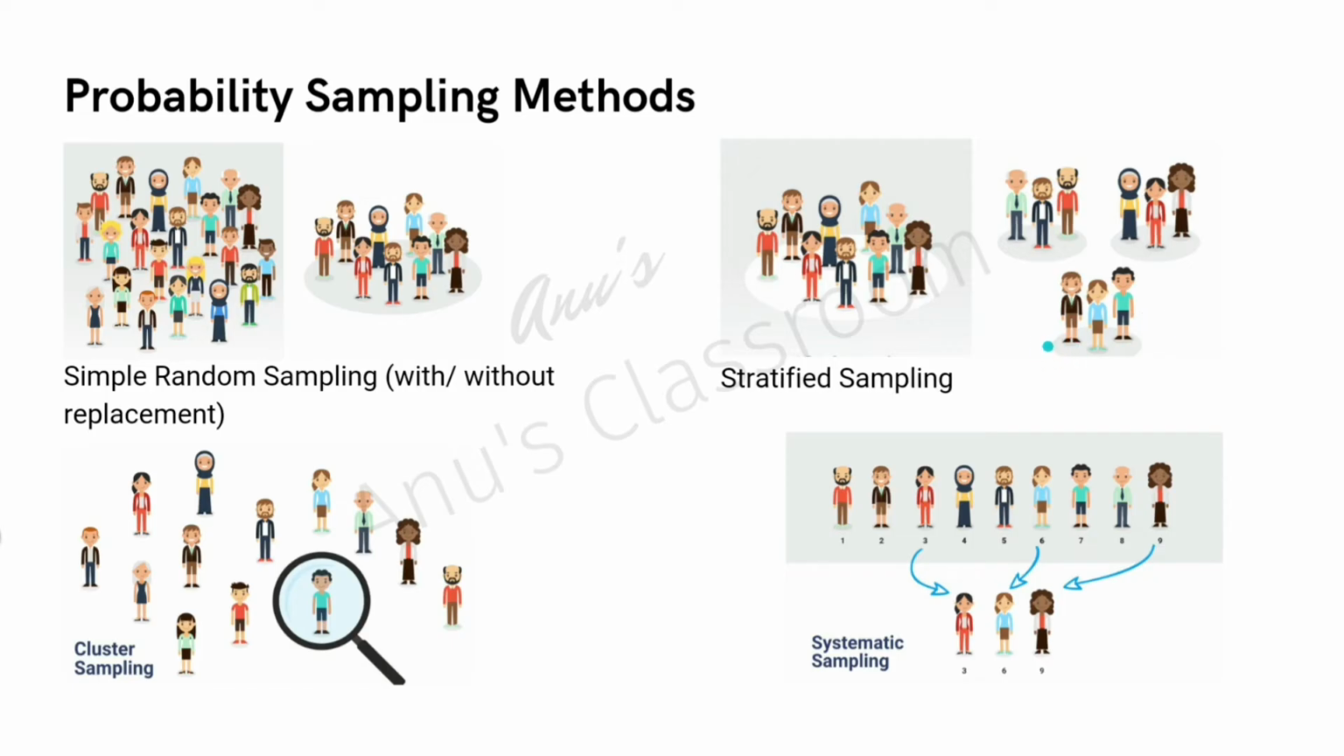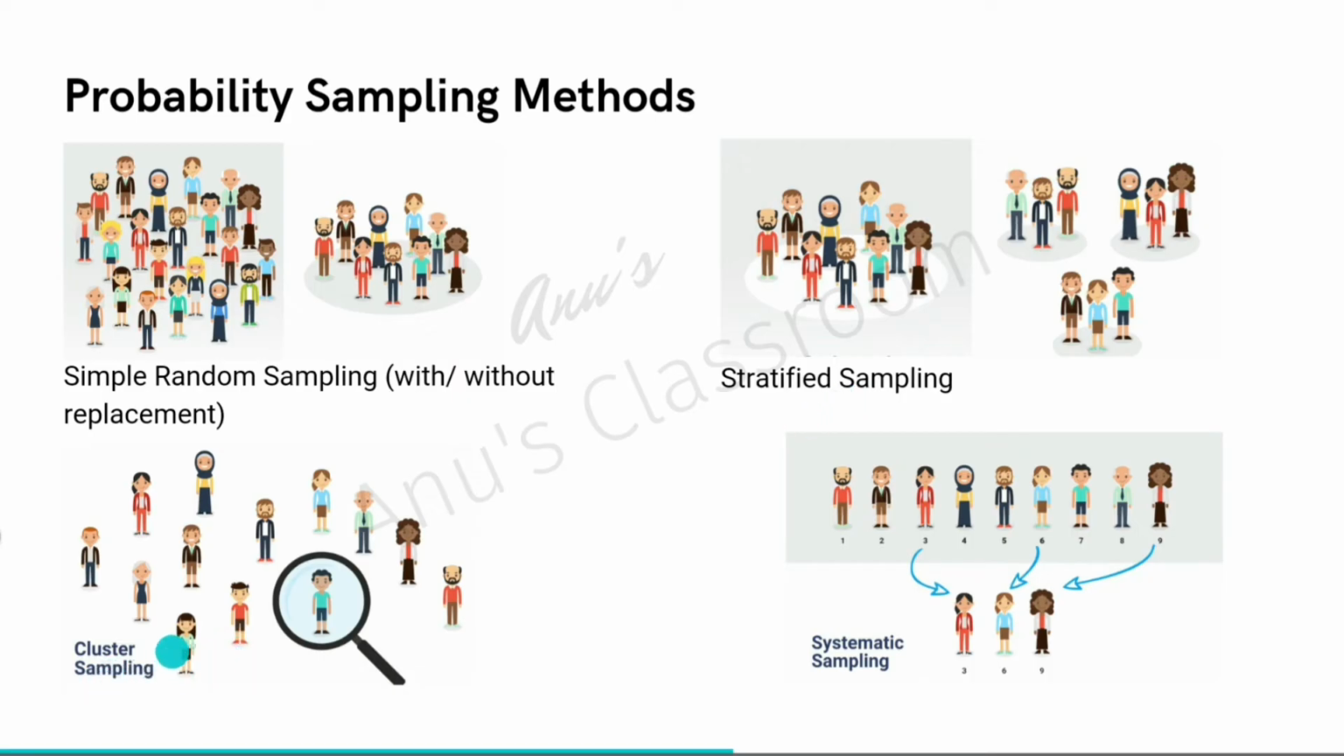So maybe 2 or 3 newborns, 2 or 3 toddlers, 2 or 3 kids, 2 or 3 teenagers, 2 or 3 youngsters. You get the idea. So that is stratified sampling. Stratified means breaking into levels and sampling.